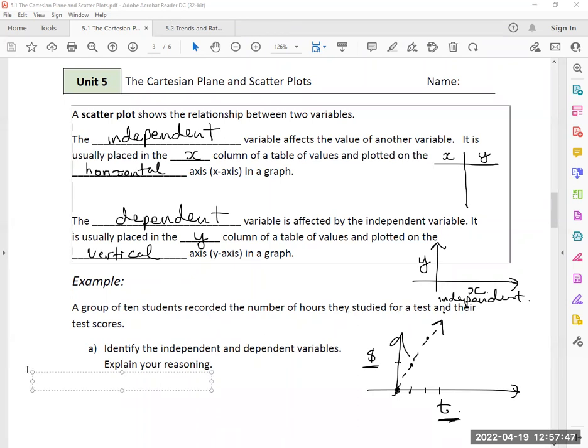Explain yourself. So, someone wants to help out the class. Think carefully. What controls what? What affects the other? What is the independent, right? The study hours.